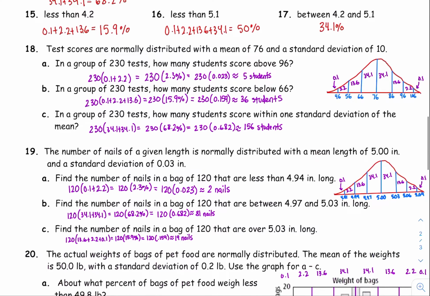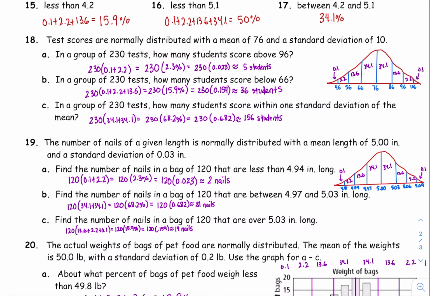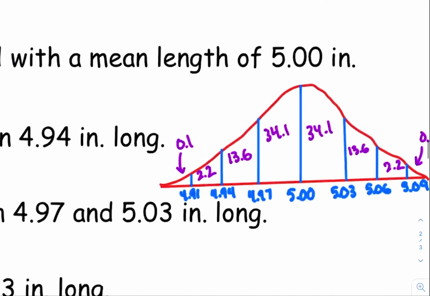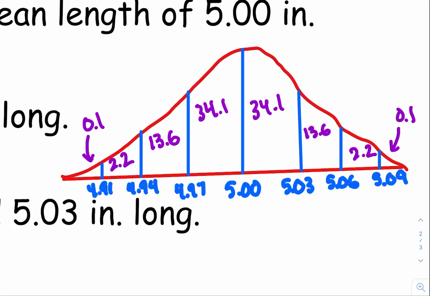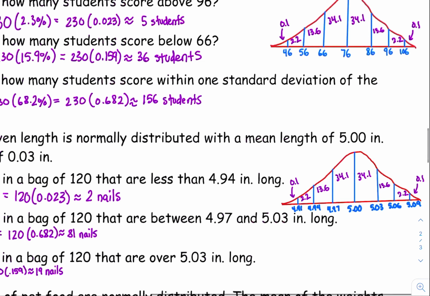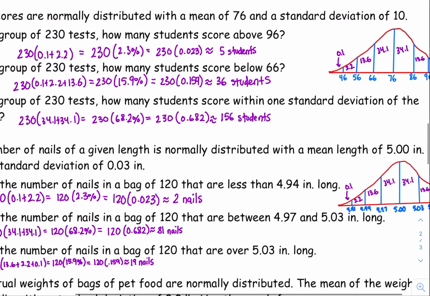Okay, 19, same type of deal. So it says the mean is 5 and a standard deviation of 0.03. So normal distribution. Here's your mean. All these percentages come from the empirical rule. And then it's 0.03 standard deviation, right? So 0.03, keep on going, and then 0.03 this way.